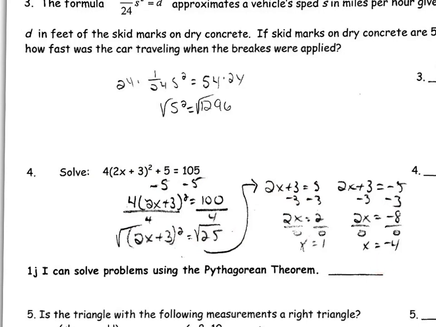So again, practice finding all square roots. Positive numbers have 2 square roots. Negative, none, 0, 1.